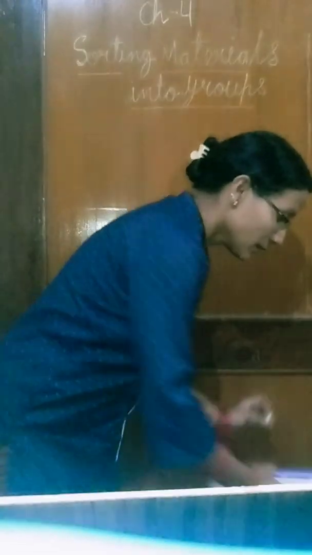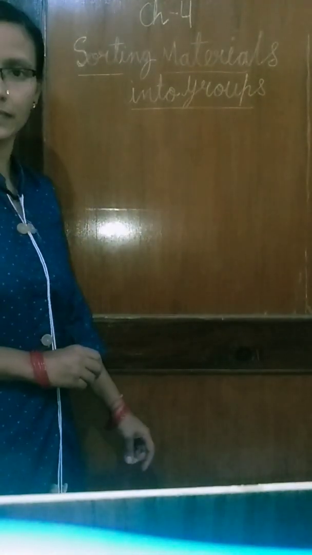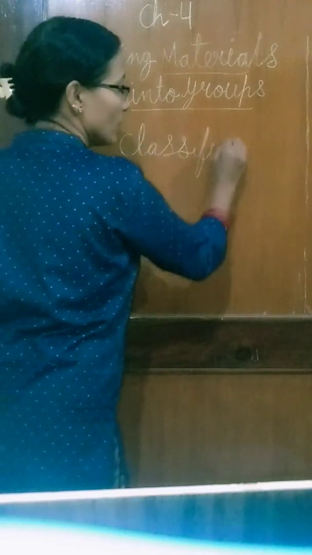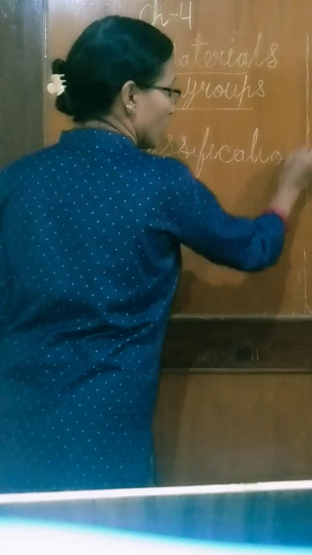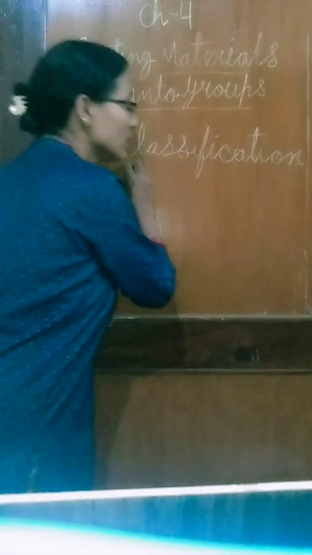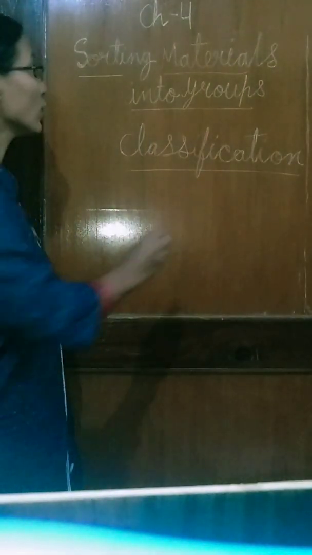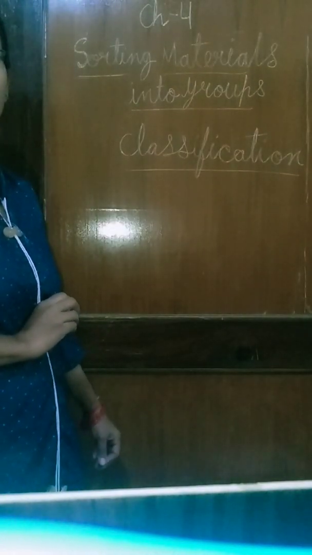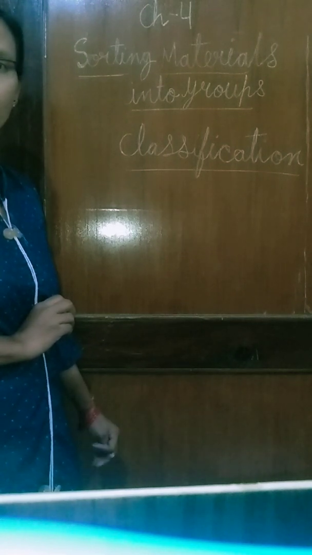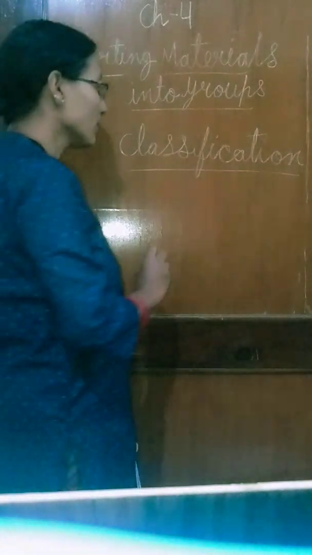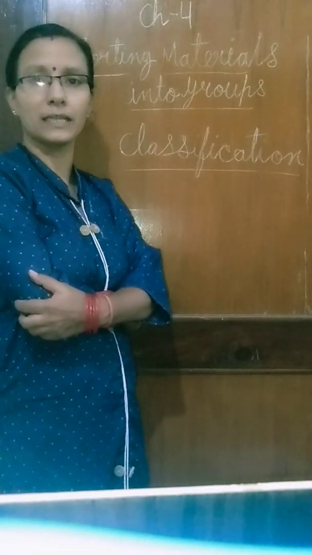So the same thing in our daily life we are using for grouping things. So grouping things is also known as classification. Okay, classification. So how are we classifying things? Classification of things is also known as sorting material. That means how we are classifying things into different groups on the basis of the material. First, on the basis of the material, by which material it is made.